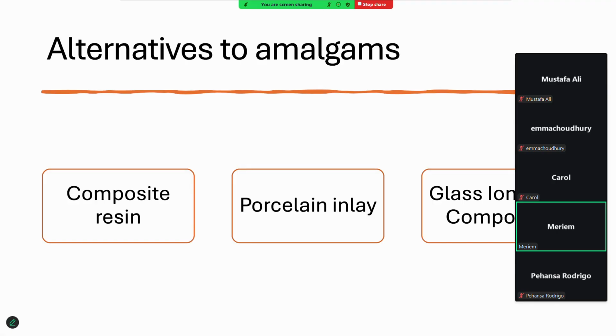Some disadvantages of GIC is that it's less durable and may wear down more quickly than composite or amalgam fillings, and they can pick up surface stains over time. They also may need to be refreshed periodically.